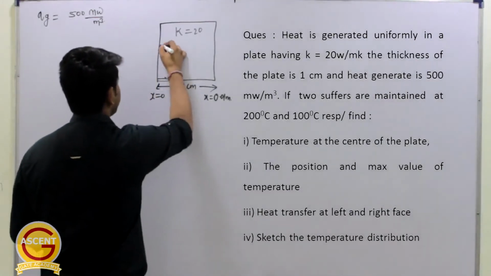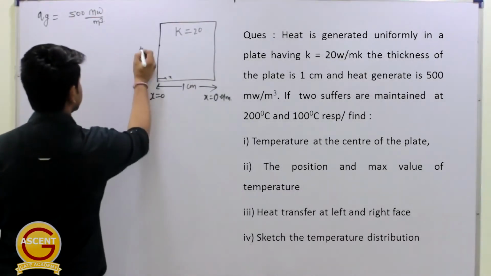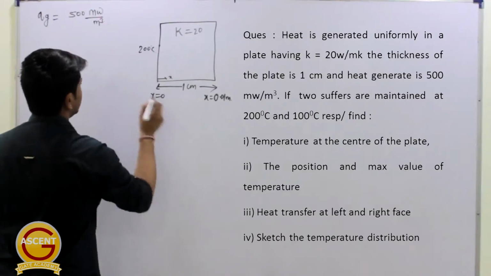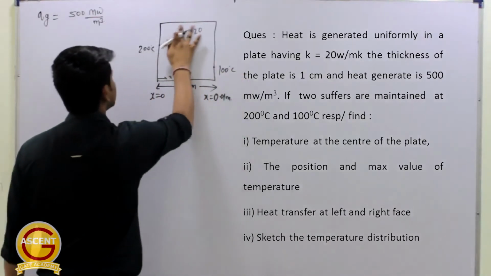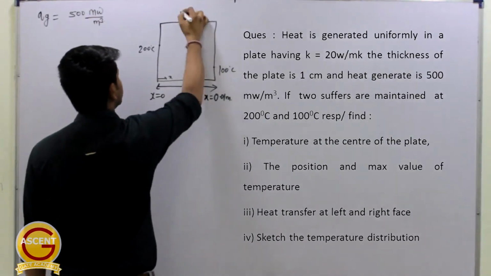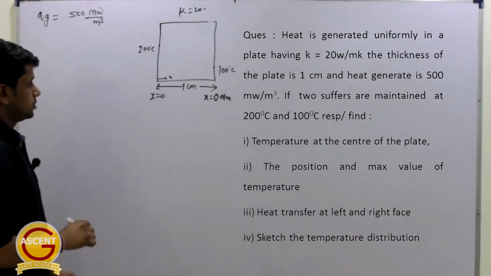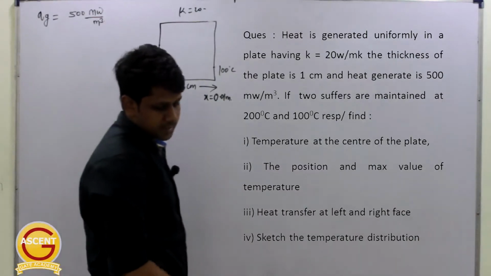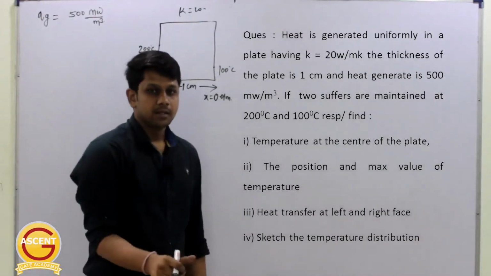So the left face is maintained at 200 degrees Celsius, and the right face is maintained at 100 degrees Celsius, right? So let's write the thermal conductivity here. So K is equal to 20. So this is the problem, and he is first asking the temperature at the center of the plate, right?